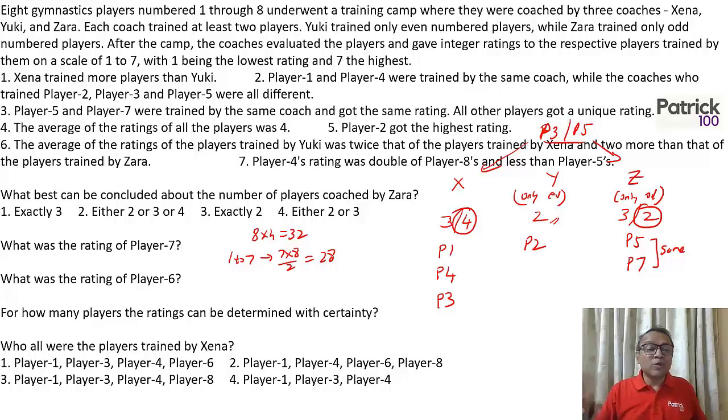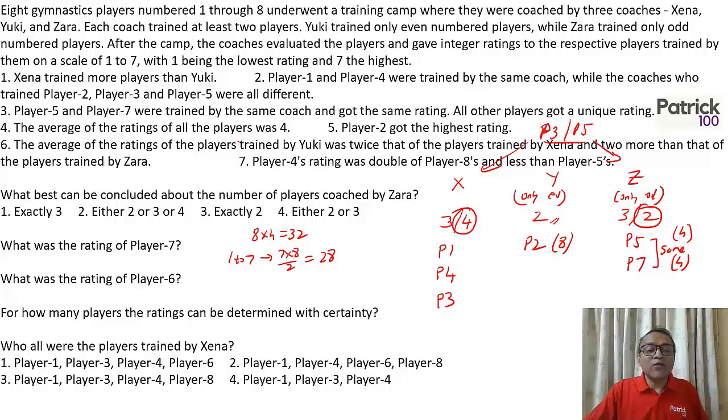That means the 2 people who got the same rating have to have a rating of 4, which is player 5 and player 7. Both have got the same, so player 5 and player 7 would have got 4 rating. Right? Then player 2 got the highest rating, so player 2 should be 8.